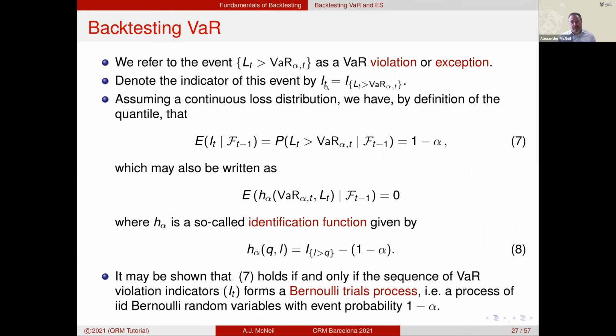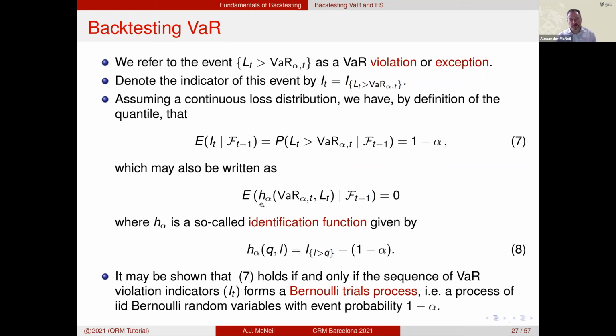And if we look at the indicator of the event that the loss exceeds the VaR, that is a 0-1 variable. So IT is 1 if there is an exception, or it's 0 if there is no exception. And the conditional expectation of IT, conditional on past information, that's just the probability of a VaR exception given past information. By definition, that is 1 minus alpha. If VaR alpha t is really the alpha quantile, this probability is 1 minus alpha. And so you can write it in probability form, or you can write it in expectation form.